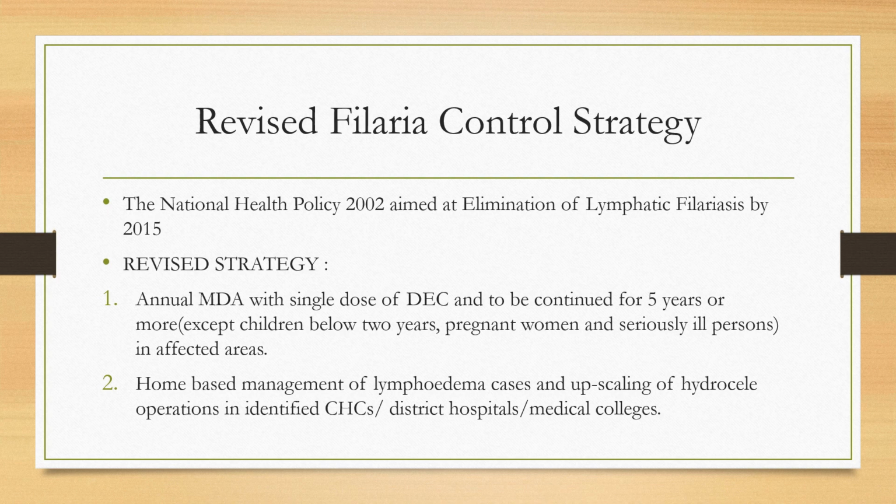So, what are the revised strategies for filaria control? First thing is to prevent the disease, and second thing is case management. For prevention of disease, we have annual mass drug administration. Annual MDA, mass drug administration, is done with a single dose of DEC, diethylcarbamazine citrate, which is continued every year for 5 years in a given area.